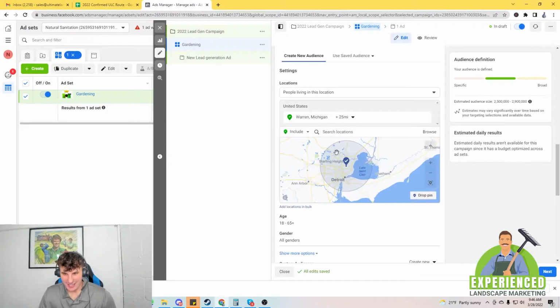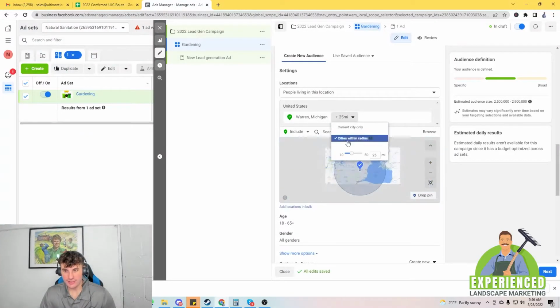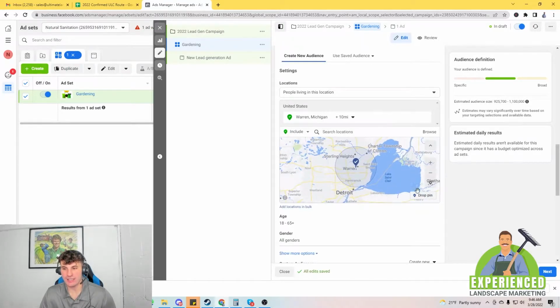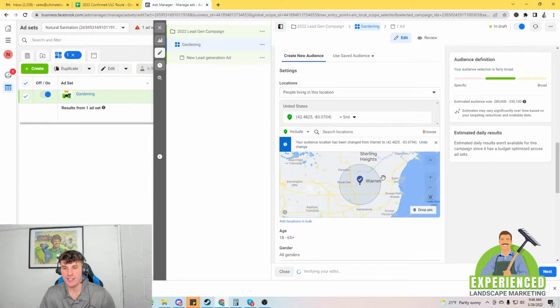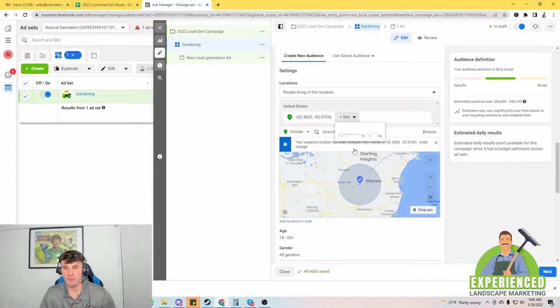use this entire 25-mile radius, which I don't like to do. So you can make it a lot smaller, 10 miles. And if you want to target even more specific, you can drop a pin in here. And that pin allows you to go even lower to 5 miles, right? So if you wanted to pick a specific neighborhood, you could do even 1 mile.